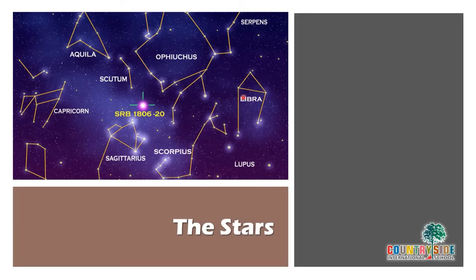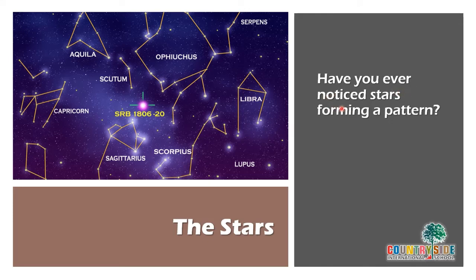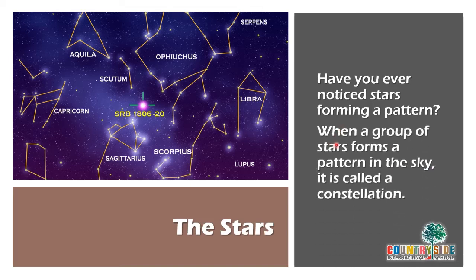Oh, what is this, children? It is also a star. Have you ever noticed stars forming a pattern? Whenever you now look at stars at night, try to see them. They will try to make a shape or a pattern. And when a group of stars forms a pattern, when they form a shape in the sky, it is called a constellation. These are different constellations made by stars in the sky.